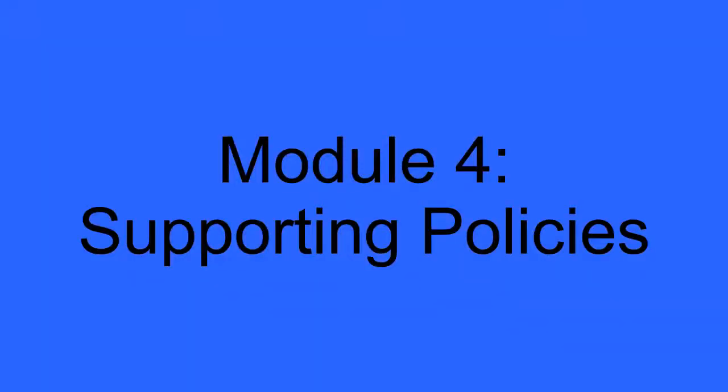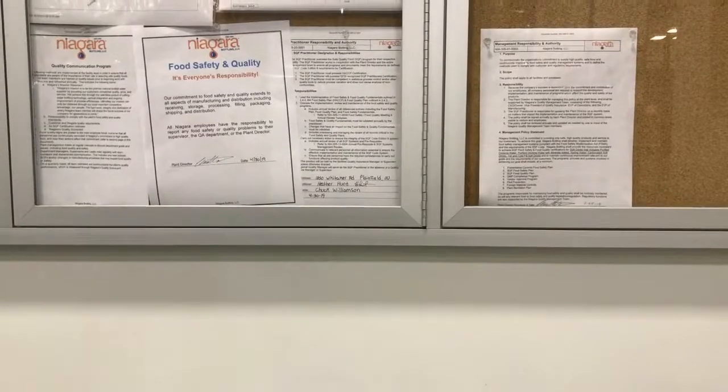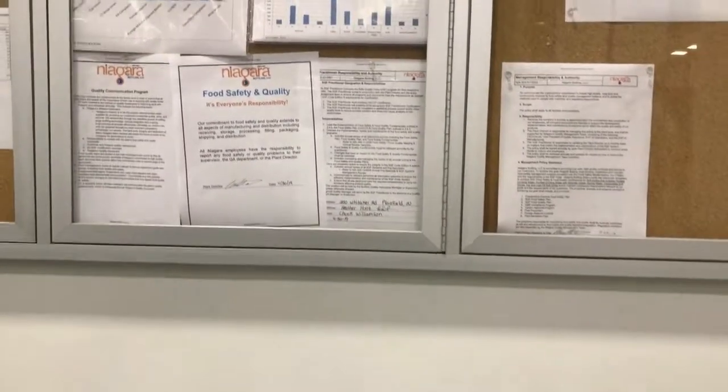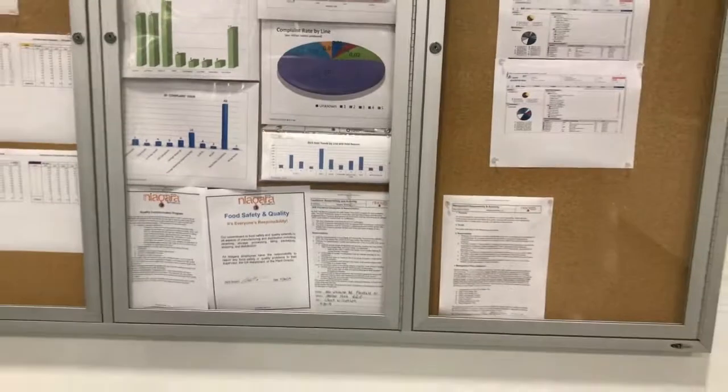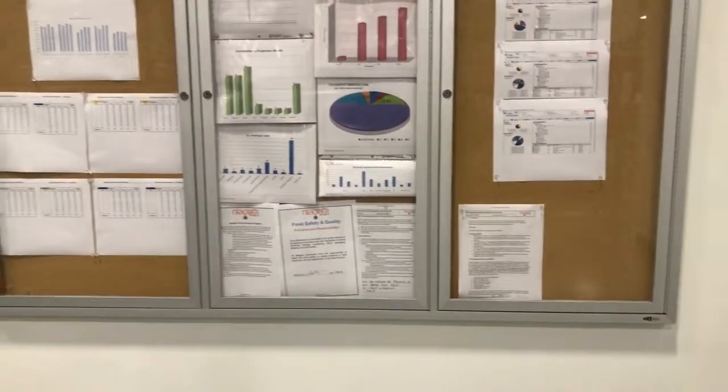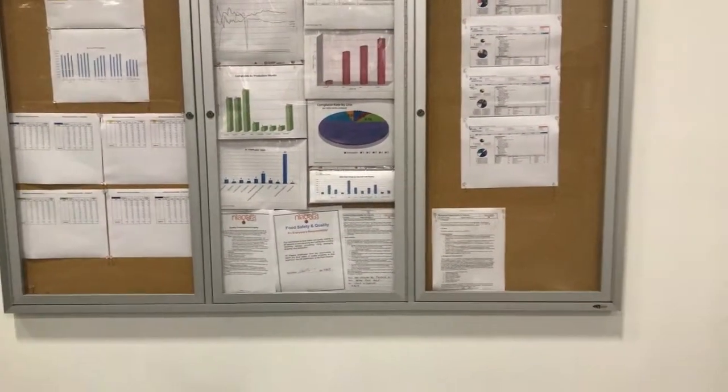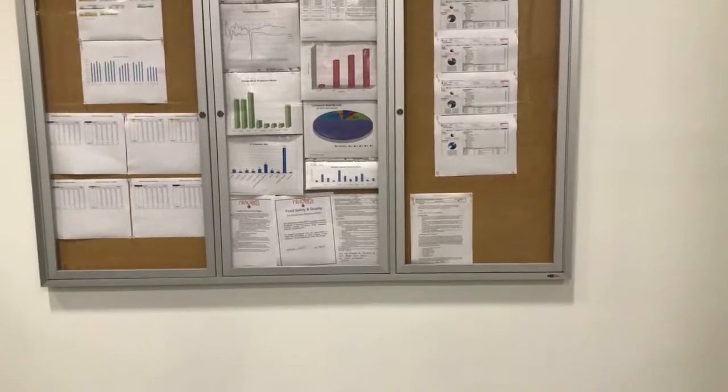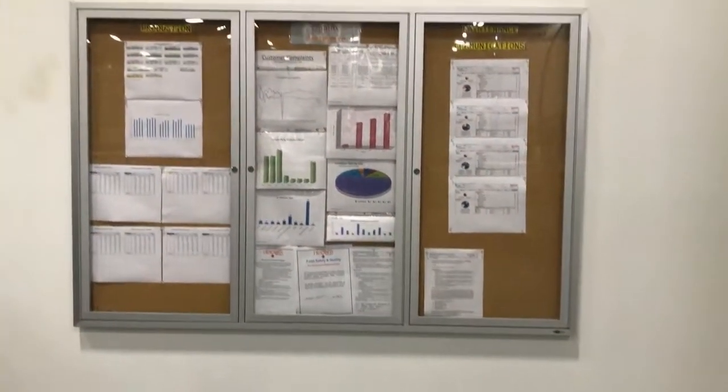Module 4, Supporting Policies. Before starting work, there are a few policies you need to know about. The first is the Management Responsibility Policy. It is a formal commitment to producing a safe, high-quality product, and it is posted on the information board here.